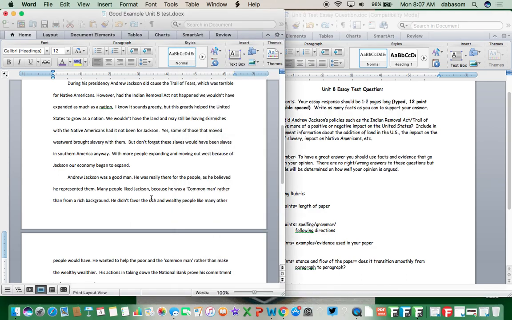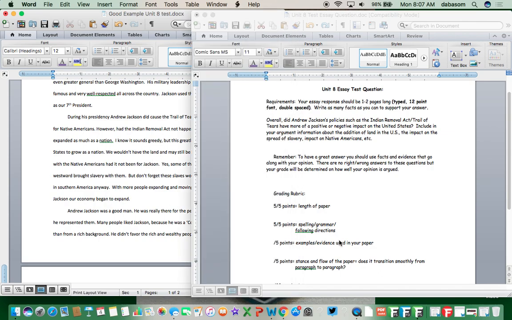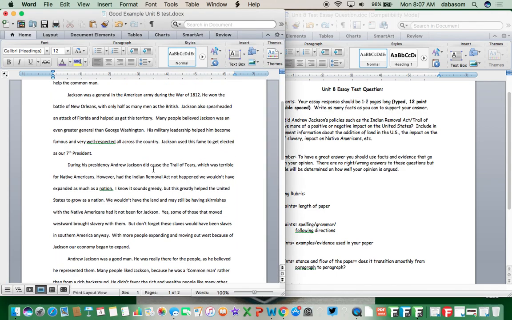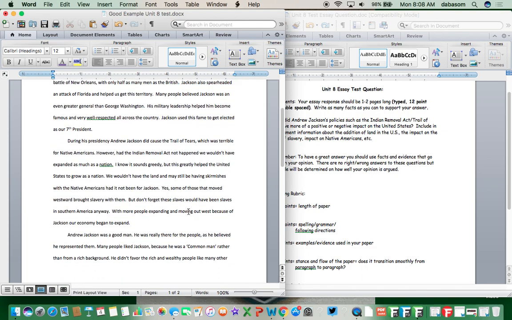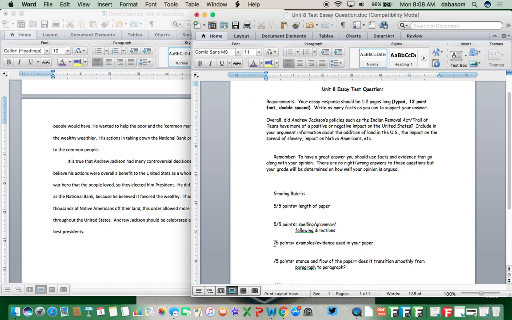Examples and evidence used in the paper. I thought this person did a really nice job. Not only did they use the examples and evidence, but they also tied in what others might think differently. There were specific examples, such as the Indian Removal Act, how slavery tied in with that, expansion. It helped our economy. They talked about the National Bank. To me, the examples and the evidence that were used were good. 5 out of 5.